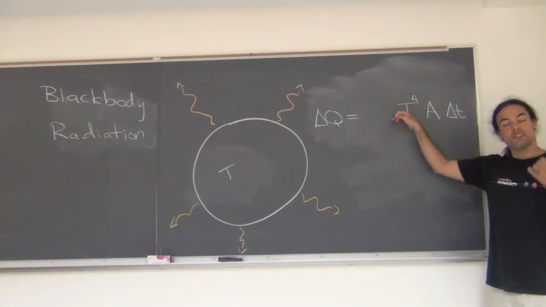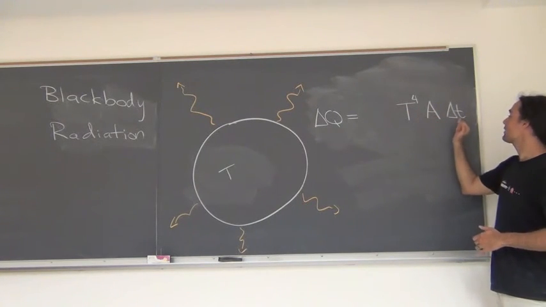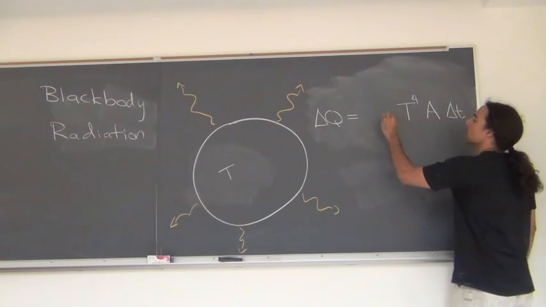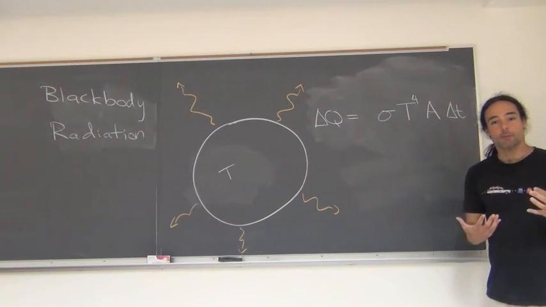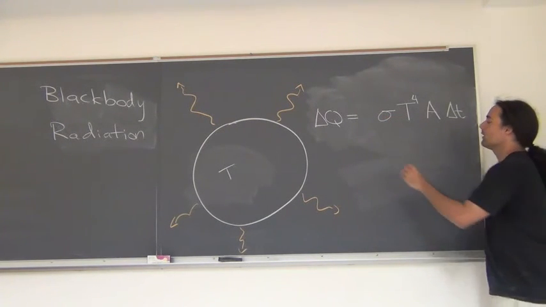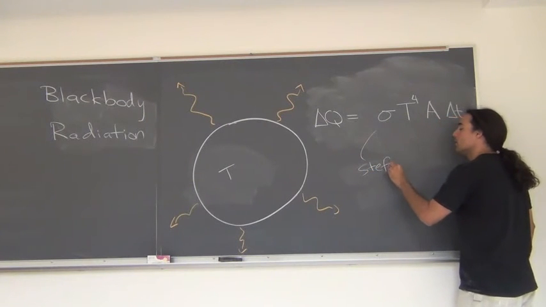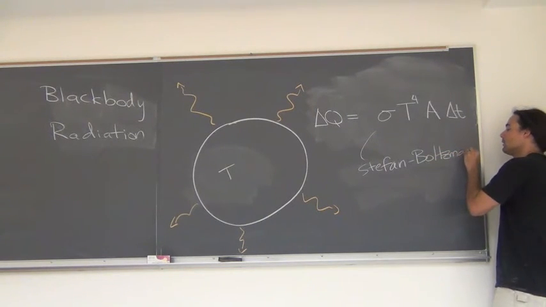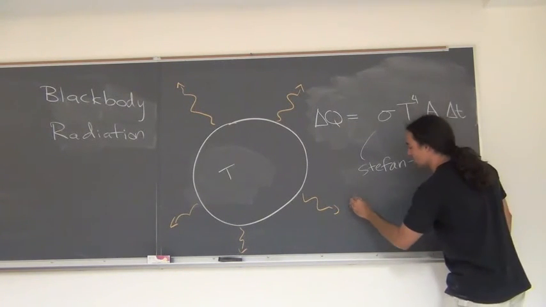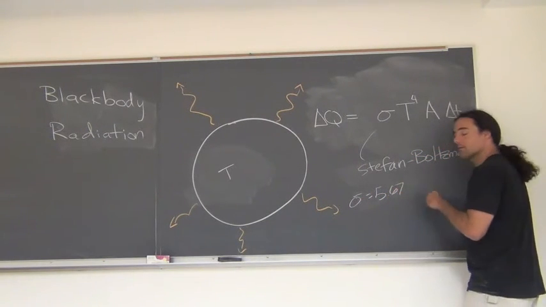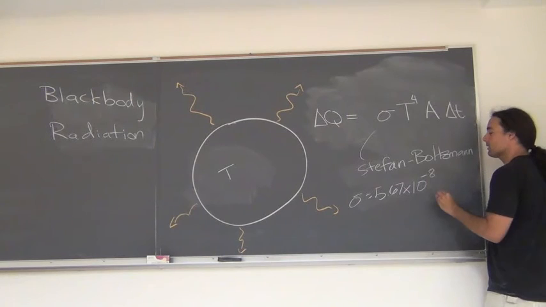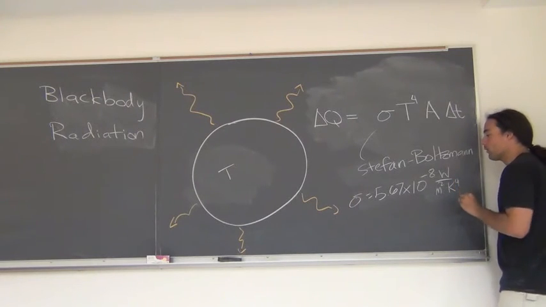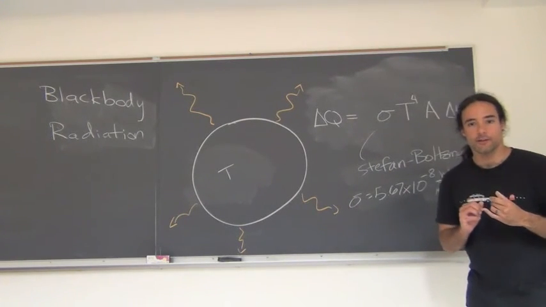So I've got, depends on the temperature to the fourth power, the surface area of the object, delta T, the time that I wait. There's another thing I'm going to put in here. That's called sigma, the Greek letter sigma. This is a constant, the Stefan Boltzmann constant. It is equal to 5.67 times 10 to the minus 8 watts per meter squared Kelvin to the fourth. Okay, so you're going to want to write that constant down. That's an important one.